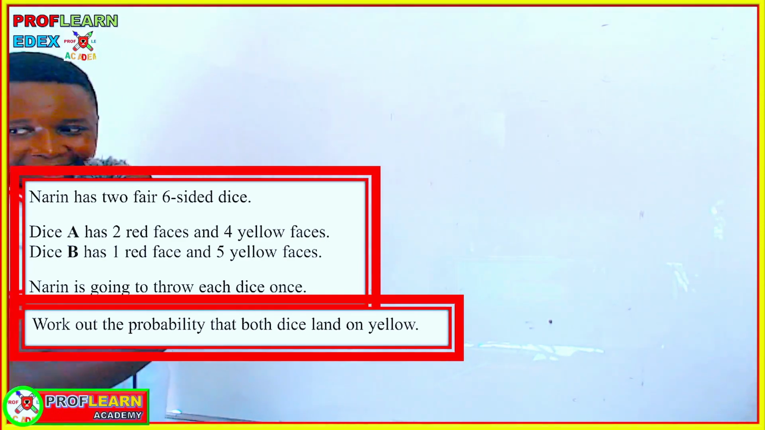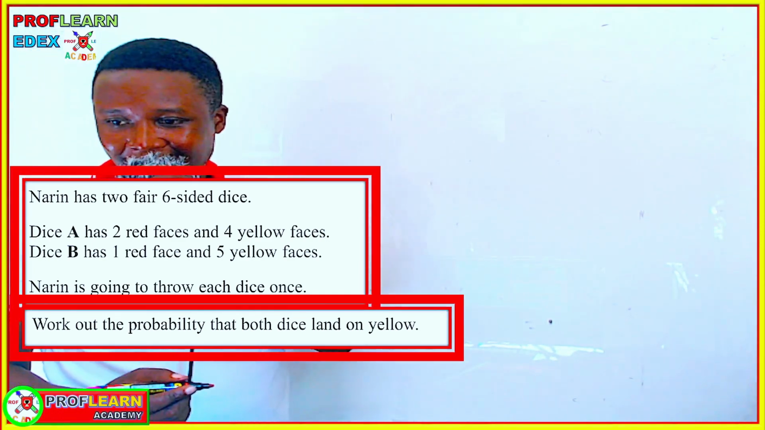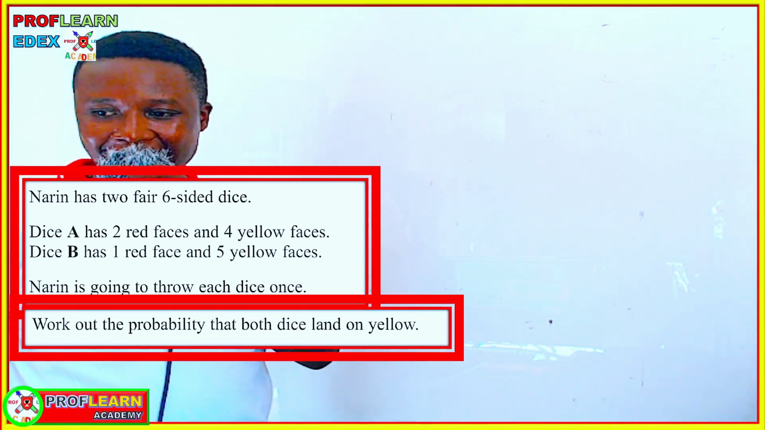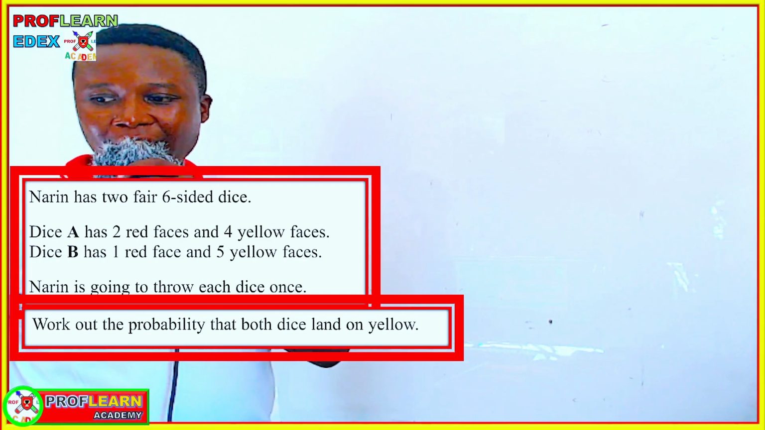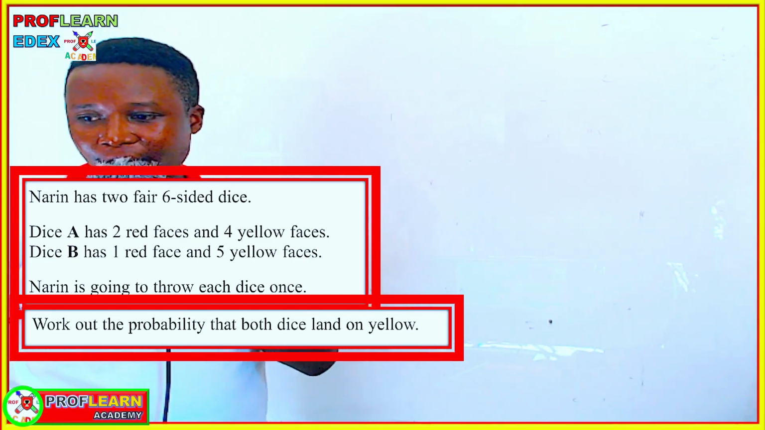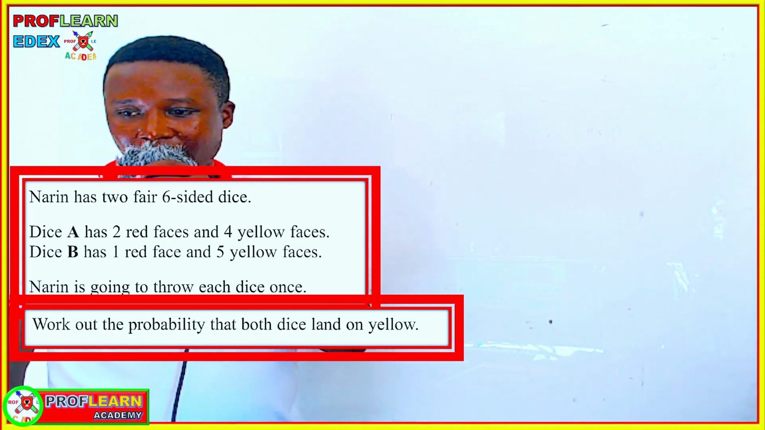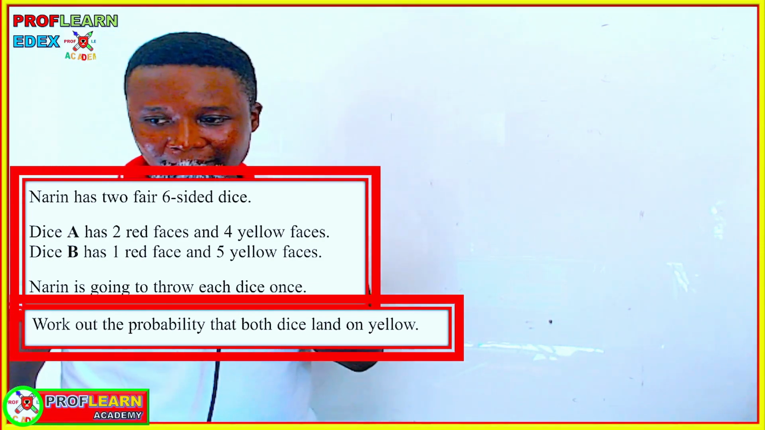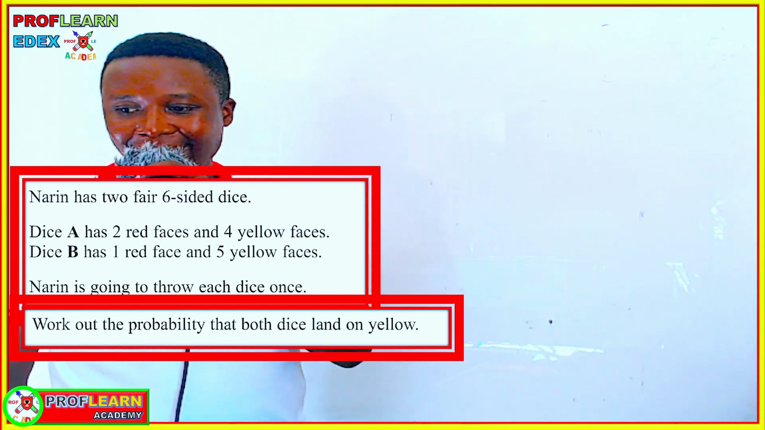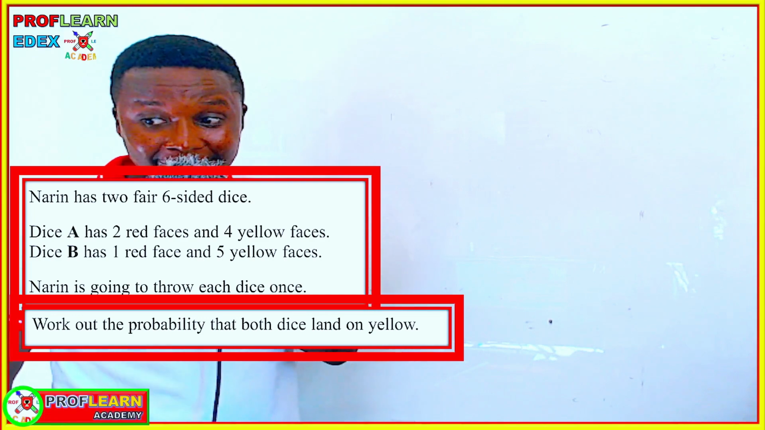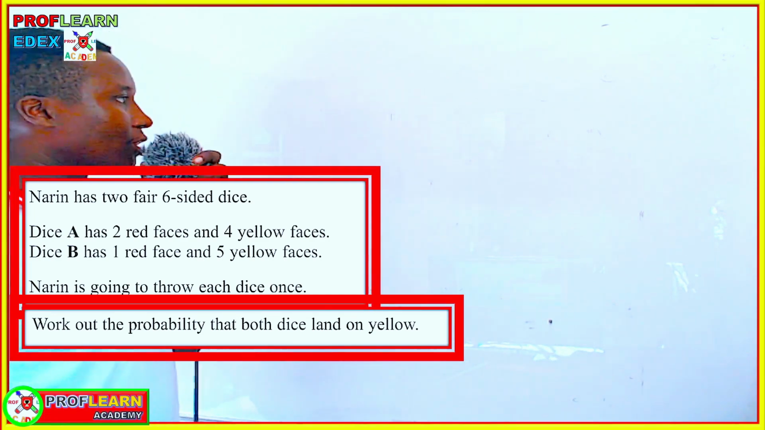And we are told that Nareen has a fair 6-sided dice, whereby A has 2 red faces and 4 yellow faces. B has 1 red face and 5 yellow faces. Nareen is going to throw each dice once, and we're supposed to work out the probability that both dice land on yellow.